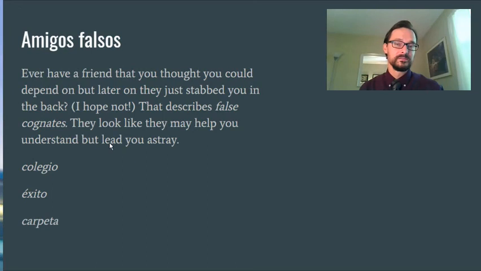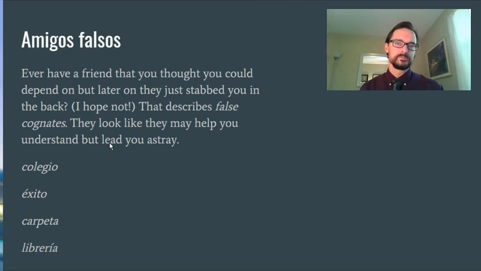Carpeta. Now, this is being used now as Spanglish, but to go to school and to be prepared for some of your classes, you're going to need a carpeta. Of course, you don't take carpet to your classes. A carpeta, in fact, is a folder. Here's our last example.